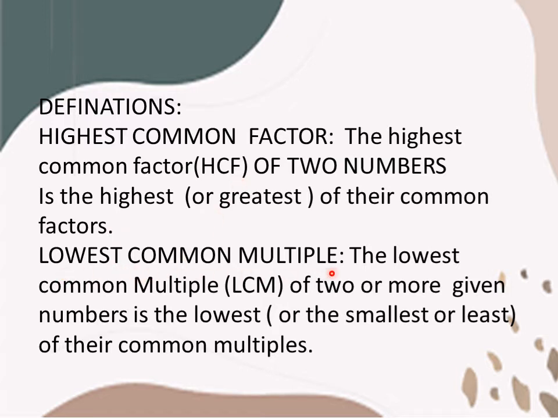Lowest common multiple, it is also called LCM in short form. So the lowest common multiple of two or more given numbers is the lowest or the smallest or the least of their common multiples. So here we are going to write down the multiples, and here we are going to write down the factors. Okay, once you solve the questions, it will be more clear to you.